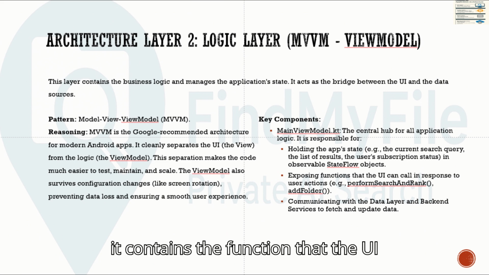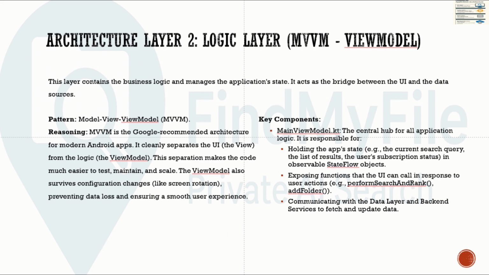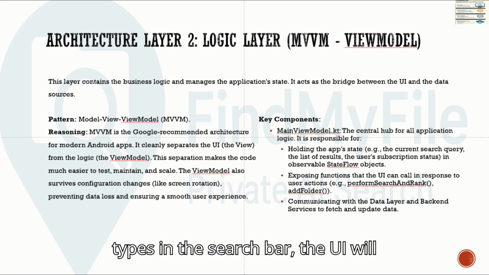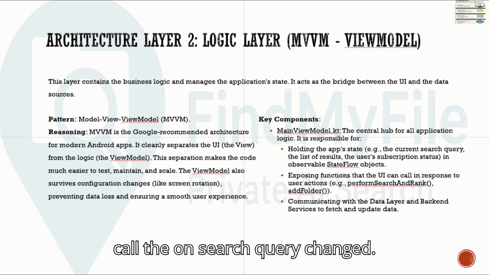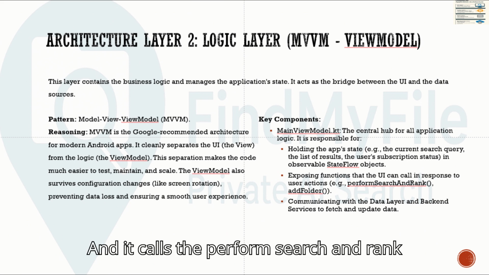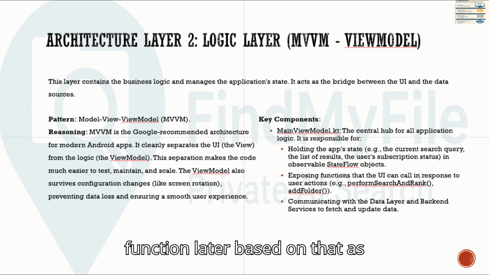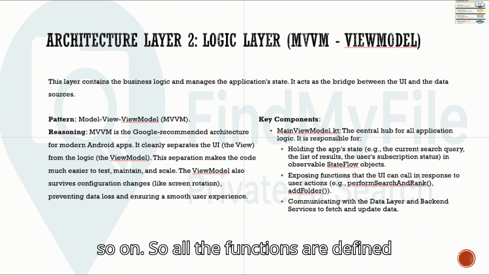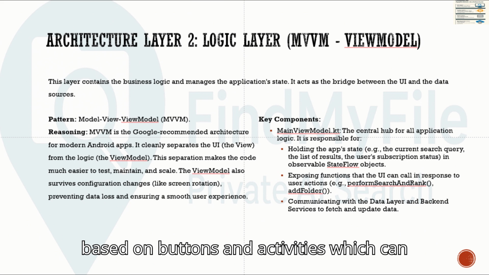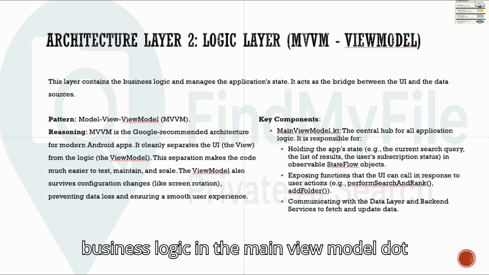Now, the second important responsibility of this layer is the business logic, where it contains the functions that the UI calls when the user does something. For example, when the user types in the search bar, the UI will call the on search query changed function, which is defined in this file. When they tap the search button, it calls the perform search and rank function, and so on. So all the functions are defined based on buttons and activities which can happen in the UI layer, in this particular business logic in the main view model.kt file.